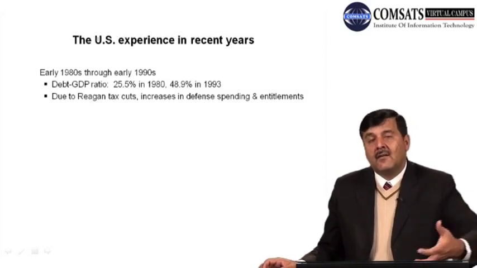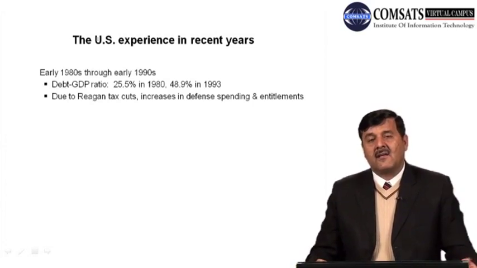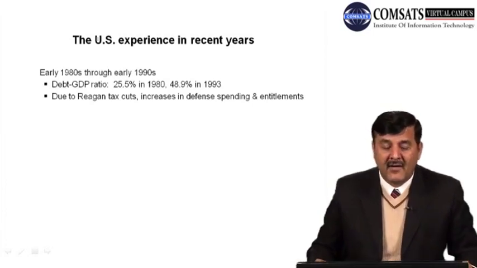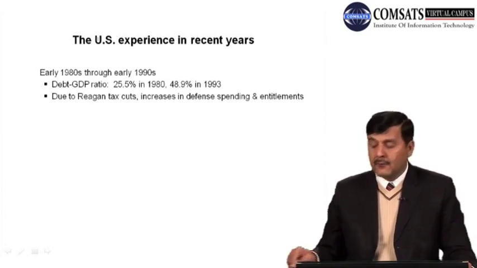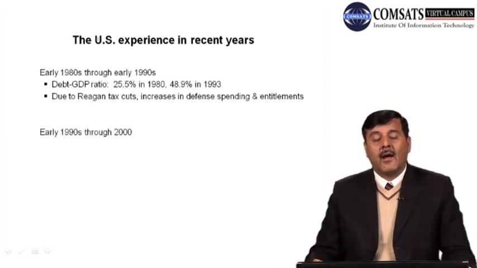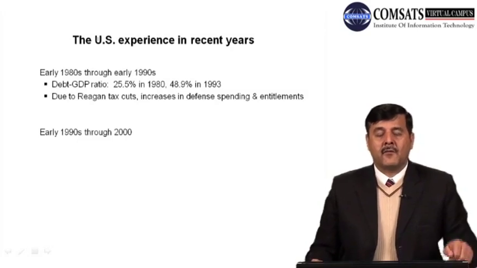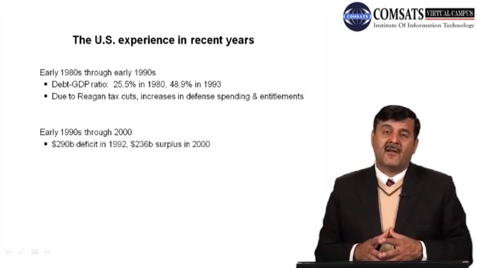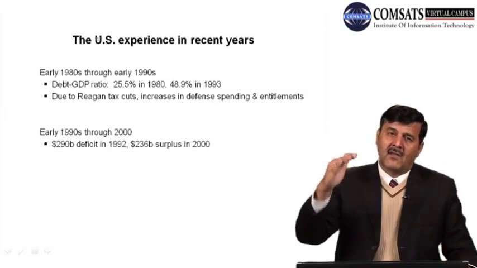So due to the tax cut, increases in spending and entitlements lead to an increase in the US deficit and an increase in government debt. In the early 90s through 2000, if we talk about the budget, the deficit was $290 billion in 1992. That came down from $290 billion to a $236 billion surplus in 2001, right?